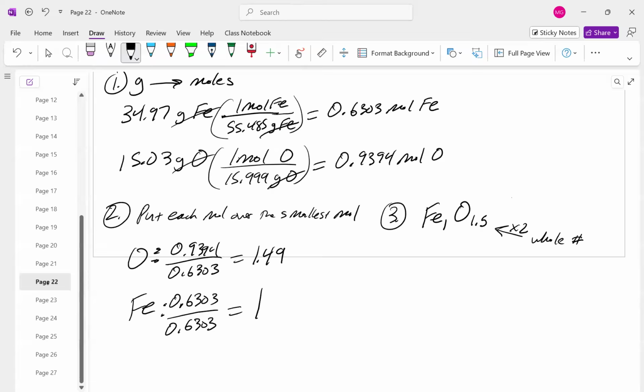But again, what I do to one, I have to do to both of them. So I'm going to multiply both of these subscripts times 2. And so that comes to Fe2O3. And that's my final answer.